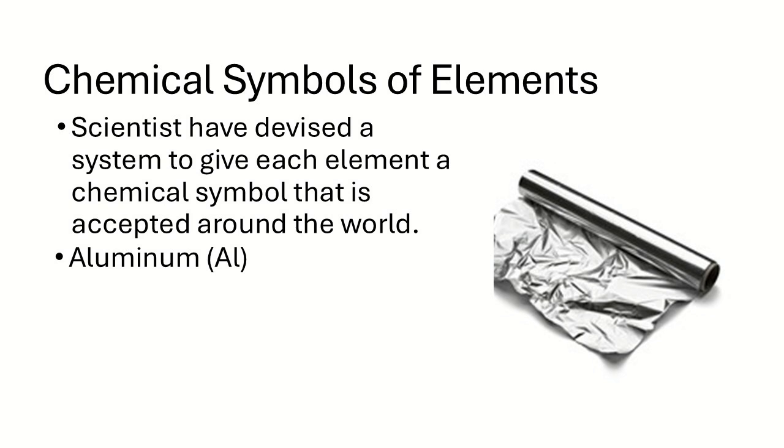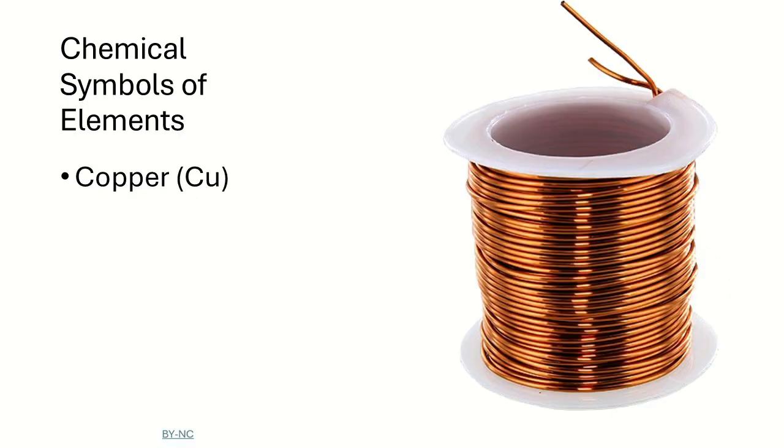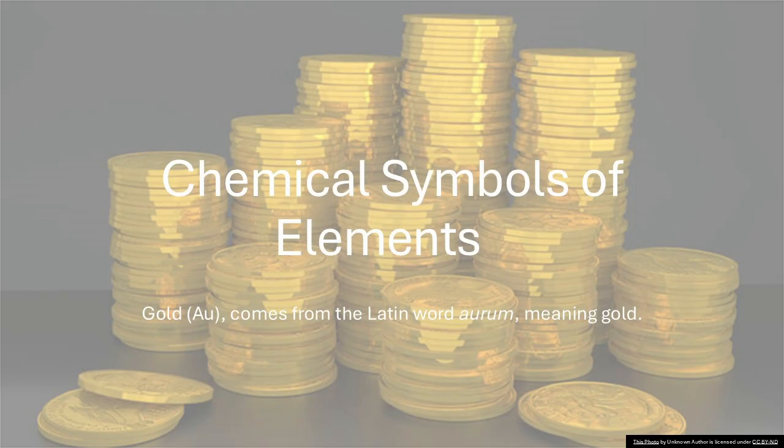The example of aluminum here for the aluminum foil is Al. The chemical symbol for copper is Cu. And gold, which is the chemical symbol Au, and there you would think it would be Go, but it's really Au because gold is a very old substance and it goes back to the Latin word aurum, which means gold, so therefore it's Au. So they don't always correlate to what the English word is for the symbol as to what the symbol for the element is going to be.